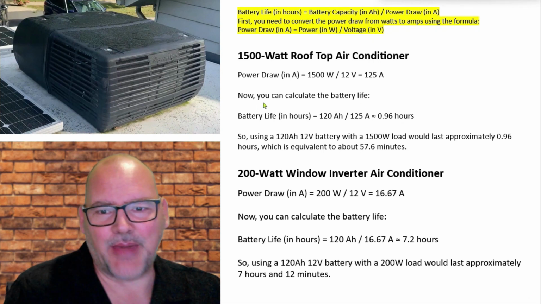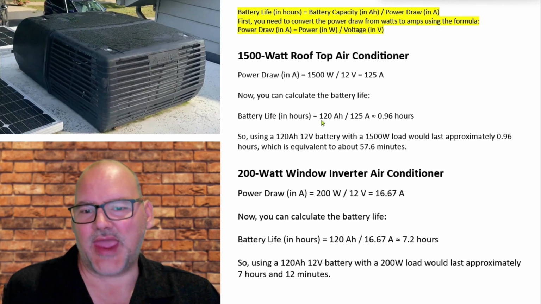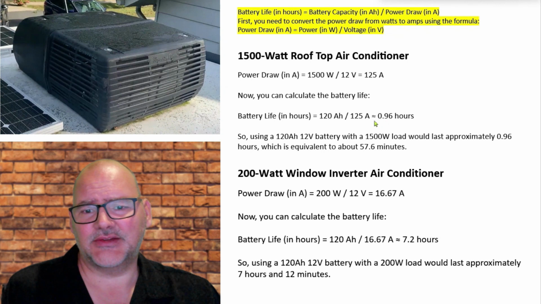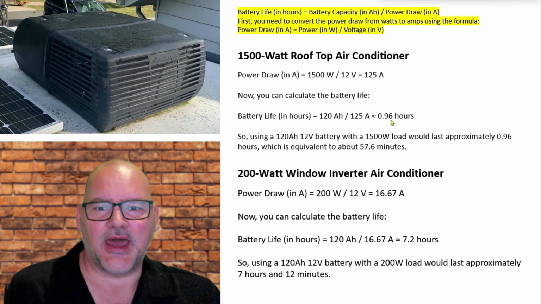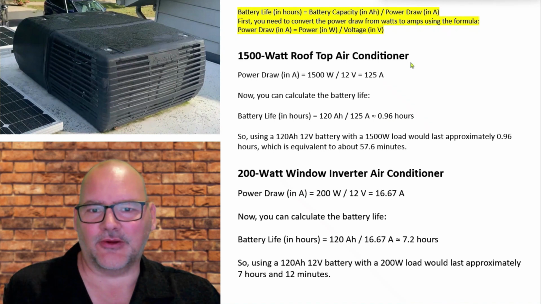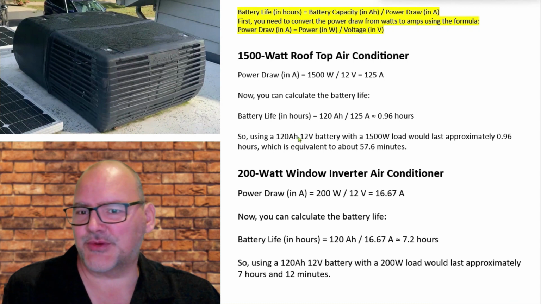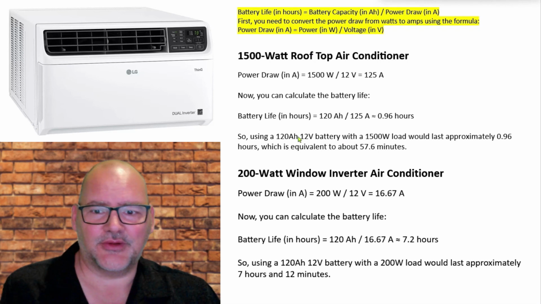Now let's calculate battery life. Let's say we have 120 amp hours available. We take 120 amp hours divided by 125 amps of draw, and that says with 120 amp hours of battery life, I can get almost an hour of air conditioning out of this 1500 watt rooftop air conditioner. So it's 1 hour, maybe a little longer because they're not always on, they're off like 20% of the time. So it might be an hour and 20 minutes at the most.